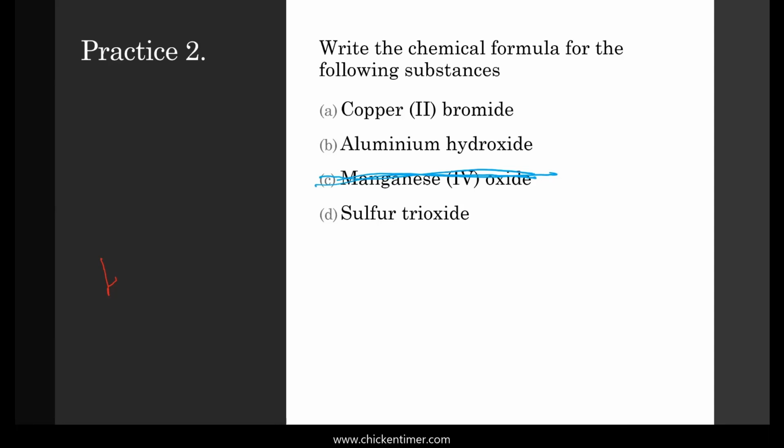CuBr2. Okay, this one? Answer was given. Al(OH)3. Sulfur trioxide? SO3. Okay, good. Why did it disappear?